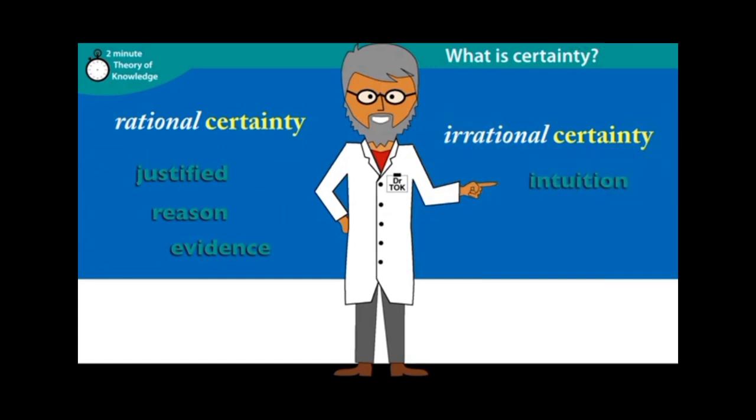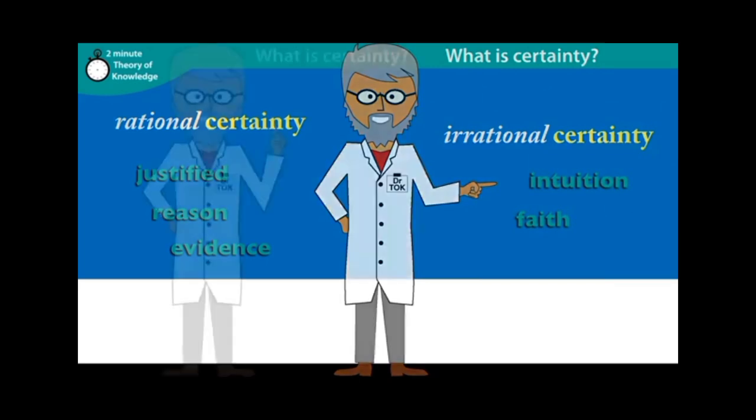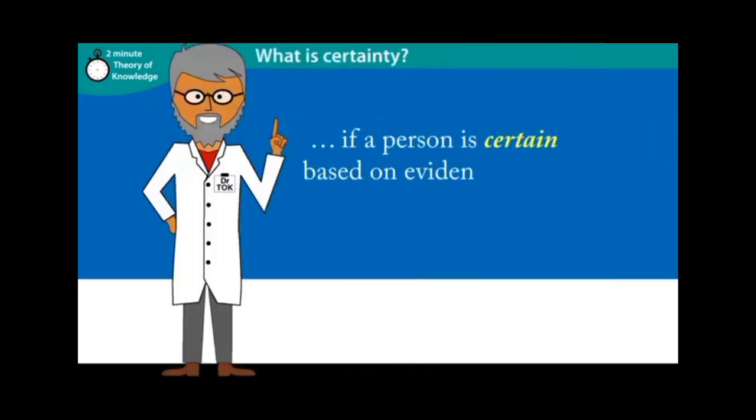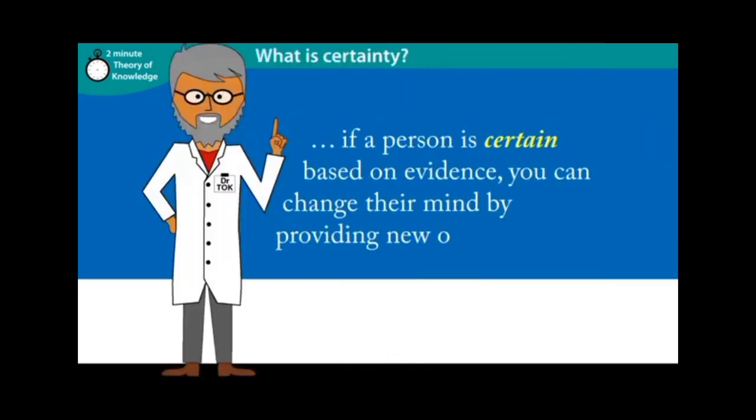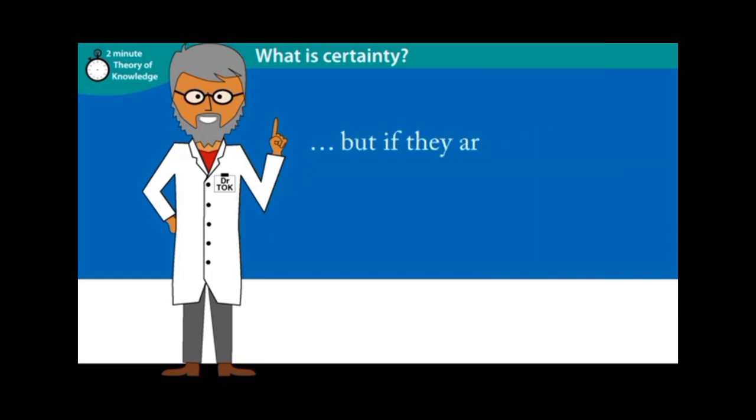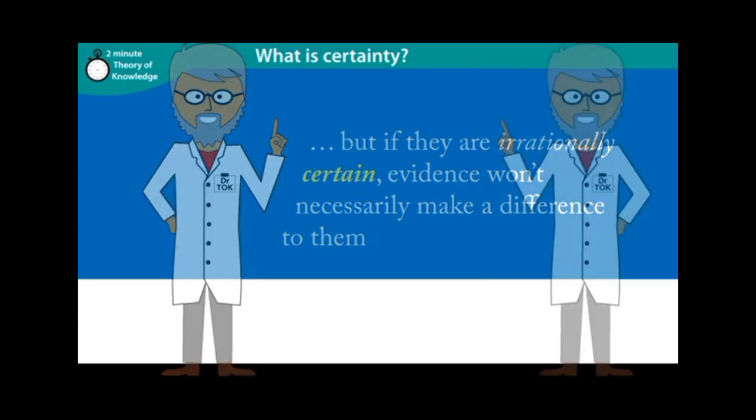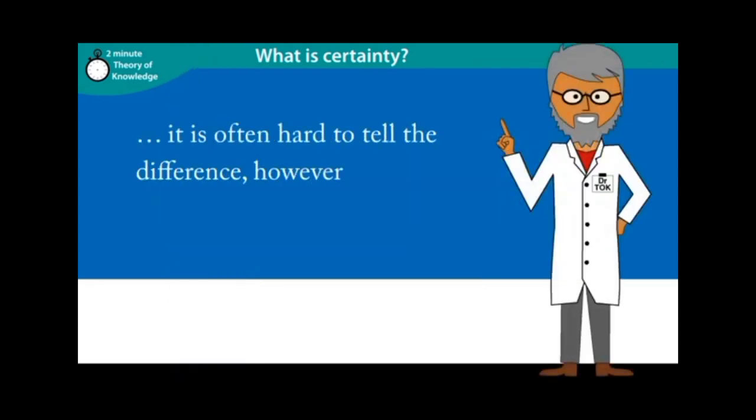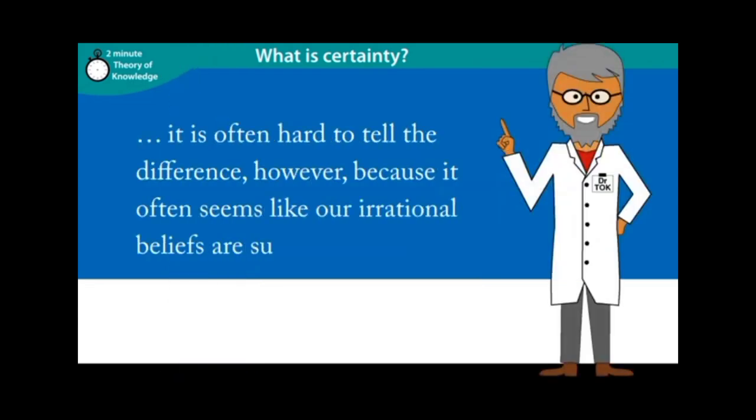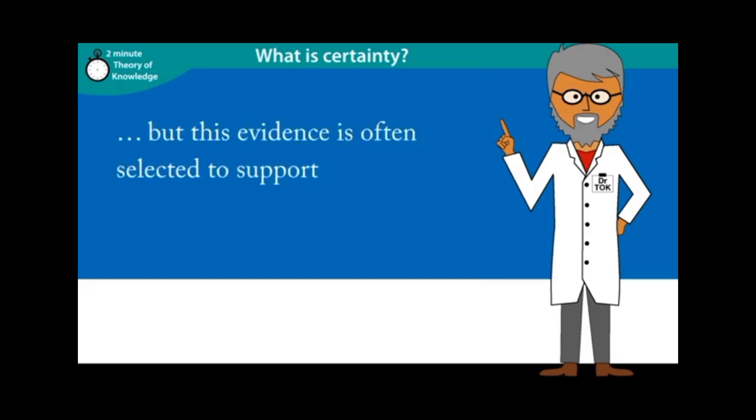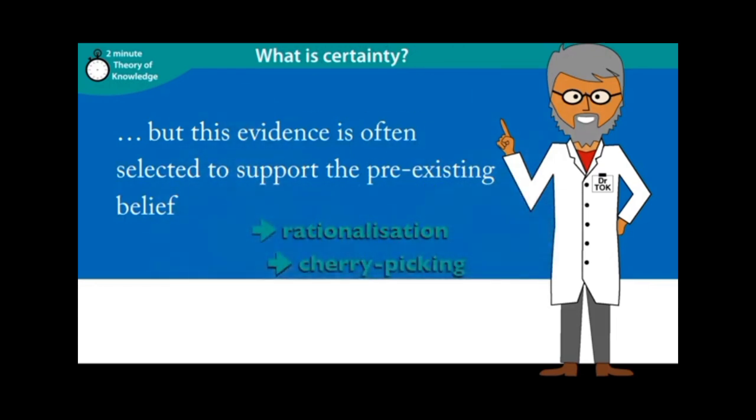Irrational certainty based on intuition or faith is not necessarily wrong, but it is harder to change if it is wrong. If a person is certain based on evidence, you can change their mind by providing new or better evidence. But if they are irrationally certain, evidence won't necessarily make a difference to them. It is often hard to tell the difference, however, because it often seems like our irrational beliefs are supported by evidence. But this evidence is often selected to support the pre-existing belief, known as rationalization, cherry-picking, or confirmation bias.